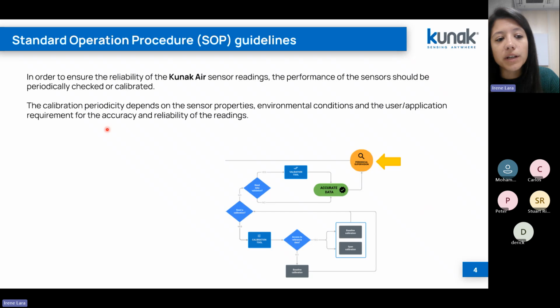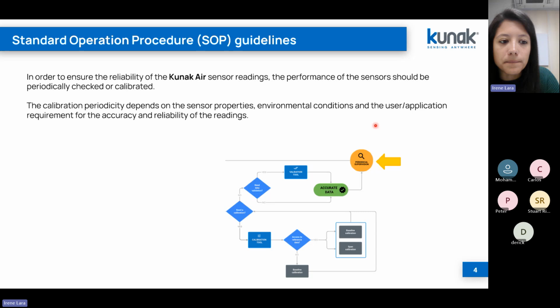Then the calibration periodicity depends on the sensor properties. So not all the sensors are the same. And then it also depends on the environmental conditions and the user application. For example, if we are working in very dirty environments, it is likely that the sensors get dirty as well, and the performance degrades a little bit quicker than in cleaner environments.